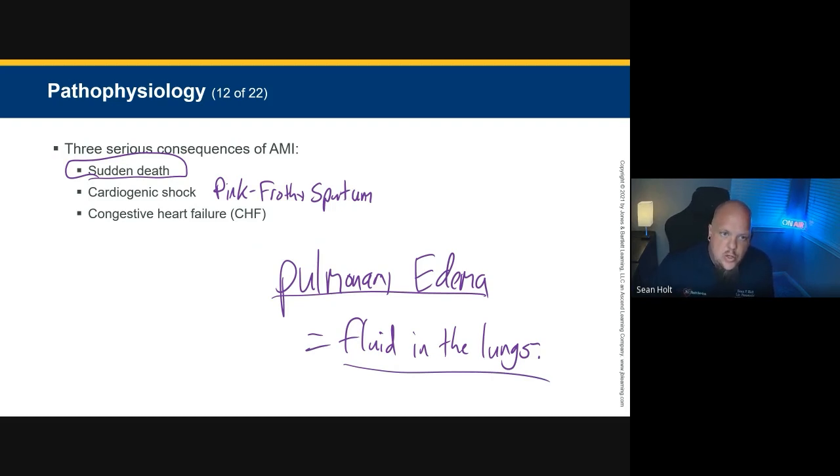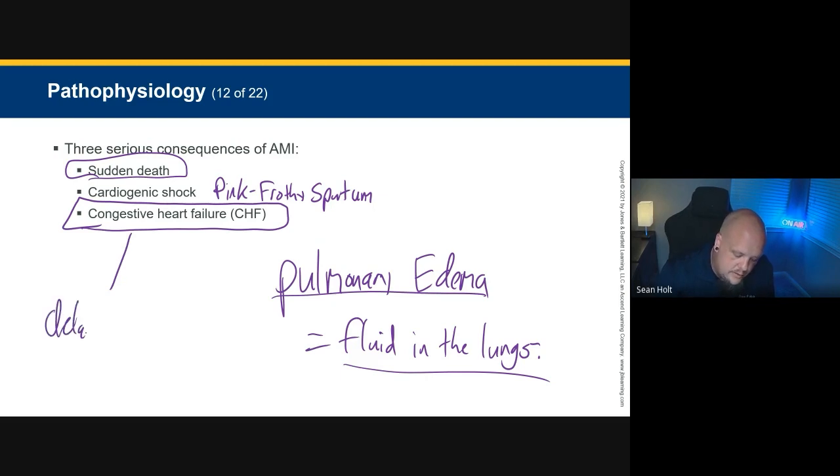Now, you may see that with cardiogenic shock. And cardiogenic shock is usually because they're having an active heart attack, or they just had an active heart attack and it's already doing all its damage. But you may also get pulmonary edema with CHF, congestive heart failure. Congestive heart failure is the effects, the delayed, usually, effect from an MI.